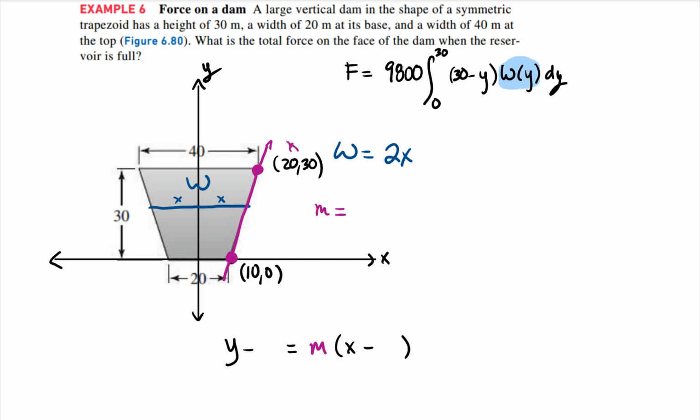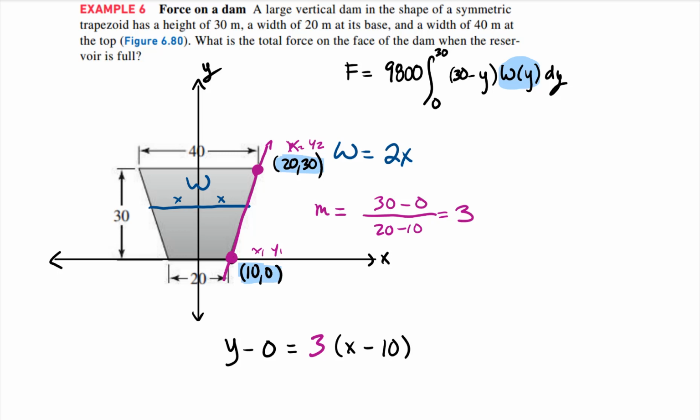So maybe I call this one x2, y2, this one x1, y1. So our slope is going to be 30 minus nothing over 20 minus 10, which is equal to 3. And now we're going to choose a point, an x and a y value. We could choose 20 comma 30, but who wants to deal with bigger numbers when you could deal with smaller numbers? So we're going to say our y1 is 0 and our x1 is 10.